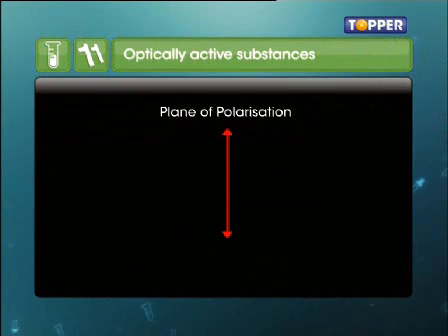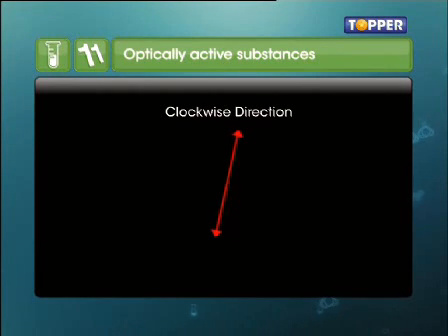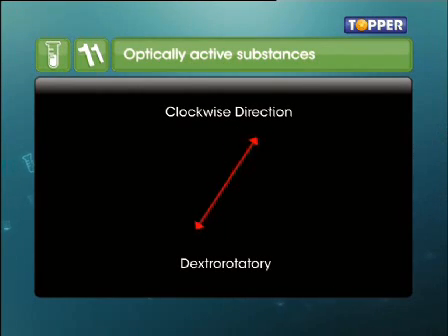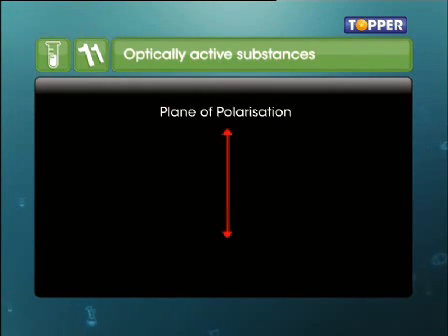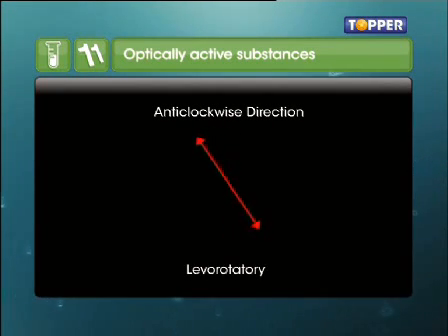There are certain substances which rotate the plane polarized light. Such substances are called optically active substances. When a substance rotates the plane of polarized light in the clockwise direction, it is named dextrorotatory or the plus form, and when a substance rotates the plane of polarized light in anti-clockwise direction, it is called levorotatory or the minus form.